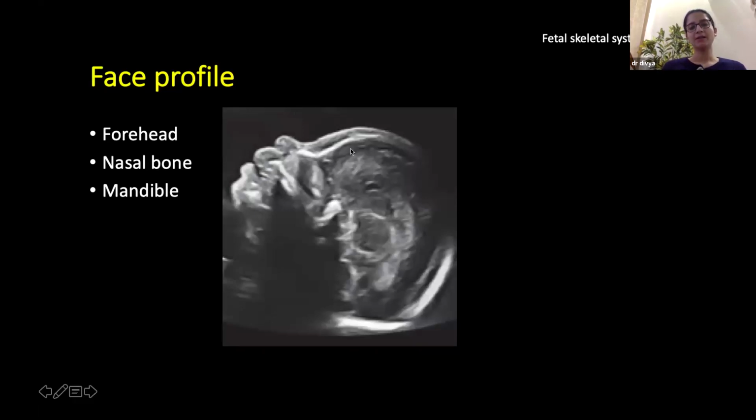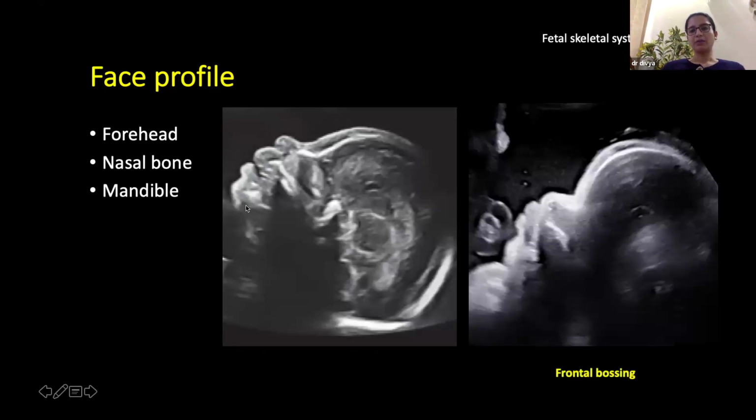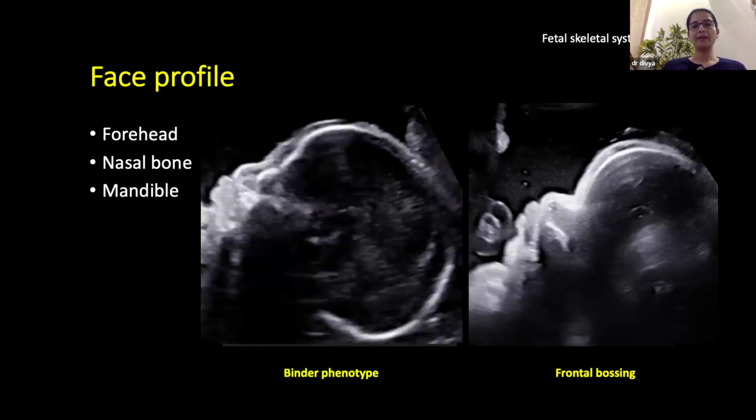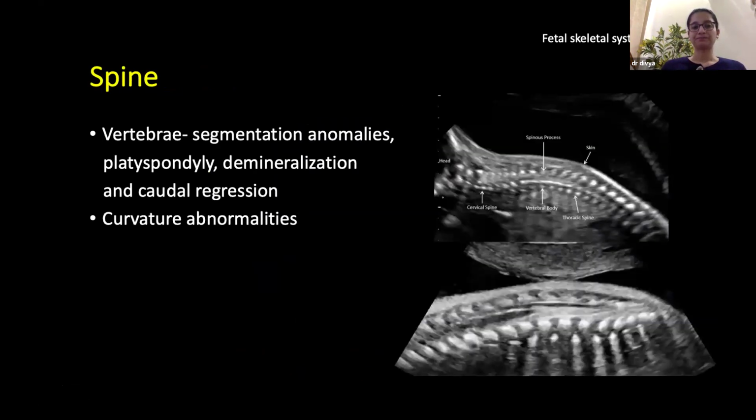Now, fetal skeleton is also assessed when we have a look at the sagittal section of the face. As you see here, we look at the fetal forehead, we can see the nasal bone, the maxilla, the mandible. Now, this is what a frontal bossing looks like. So a prominent forehead in a fetus with achondroplasia. Note how it is different from the normal forehead contour. Then sometimes in certain skeletal dysplasias, the nasal bone can be present, but there can be flattening of this nasal bridge, which is termed as binder facies or binder phenotype, as seen here.